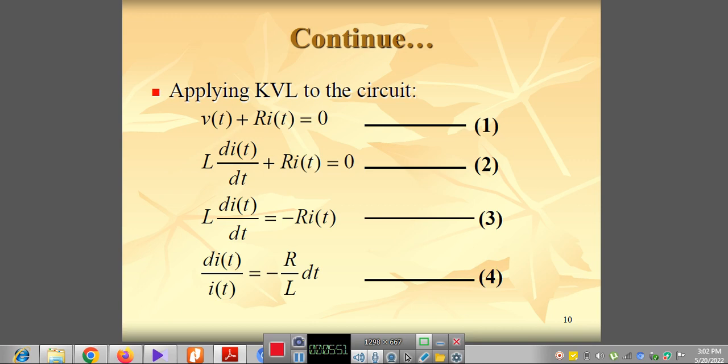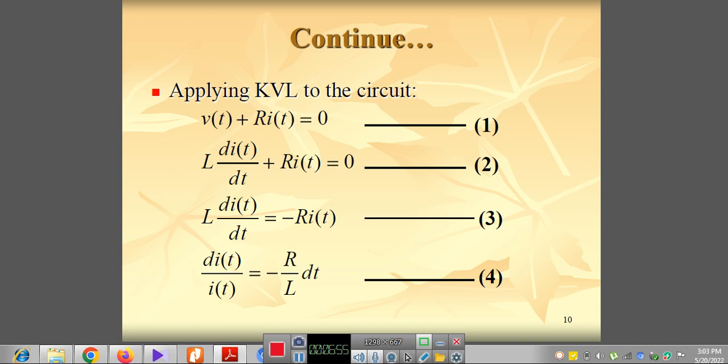From the diagram we apply KVL to the circuit. The first equation: the resistor voltage R i(t) plus the inductor voltage is equal to 0. For the inductor voltage we use the self-inductance relation, where the number of turns carrying current produces flux. So we take L di(t)/dt plus R i(t) equal to 0. Then R i(t) moves to the other side as minus R i(t), the third equation.